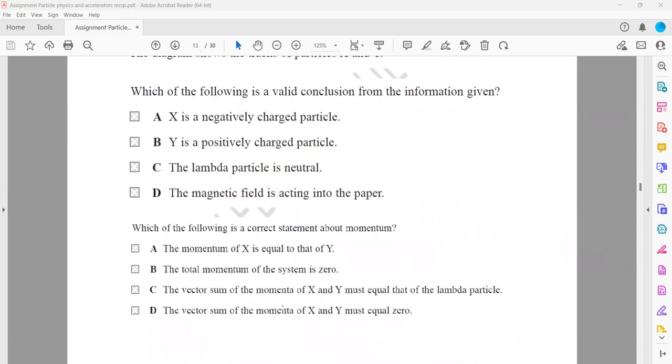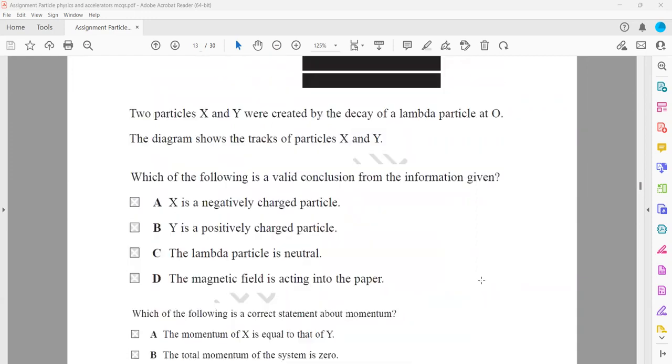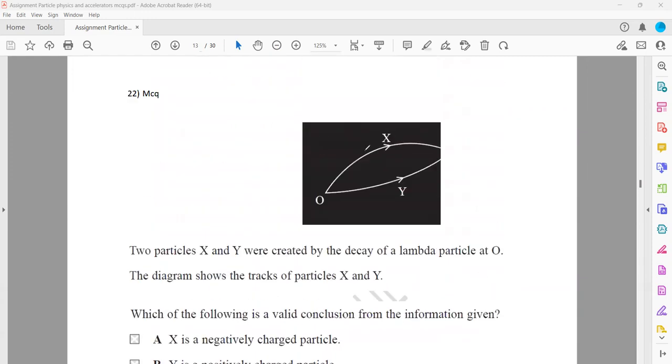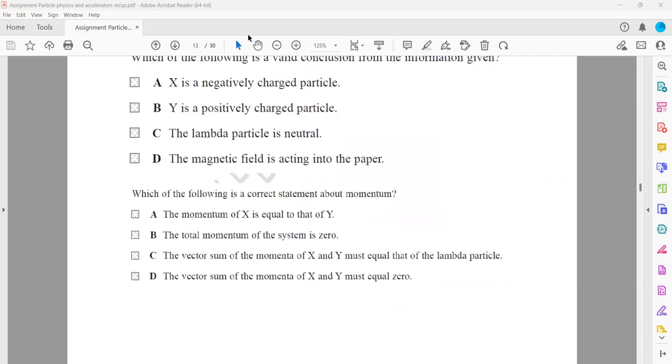The vector sum of the momenta of X and Y must be equal to that of lambda. That's true. If we add the vector sum of X and Y, which is after the decay, it should be equal to lambda, which is before the decay, because whenever a particle interaction or collision happens, momentum is conserved. The vector sum of the momenta of X and Y must be equal to zero. That's wrong, because if the initial momentum is not zero, the final cannot be zero. It would only be zero if the lambda was stationary: if X is moving towards the right, Y should move towards the left.